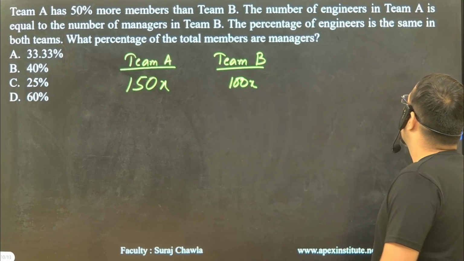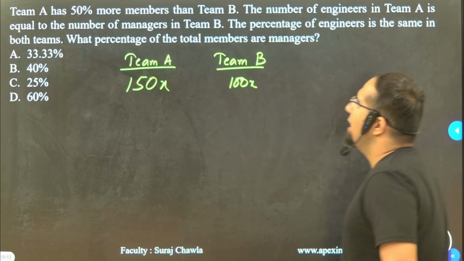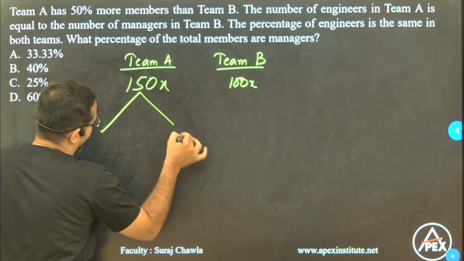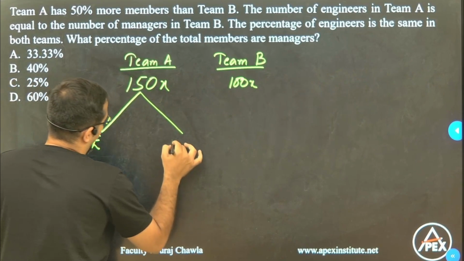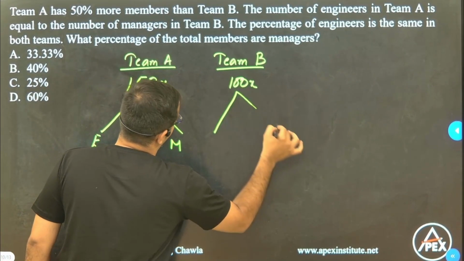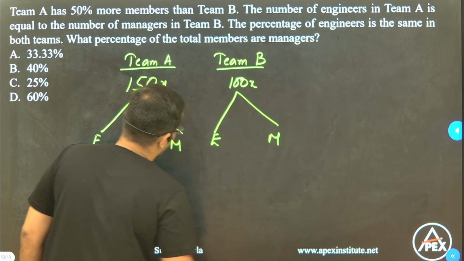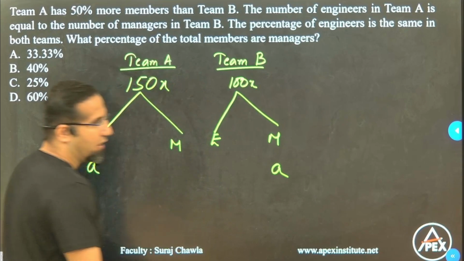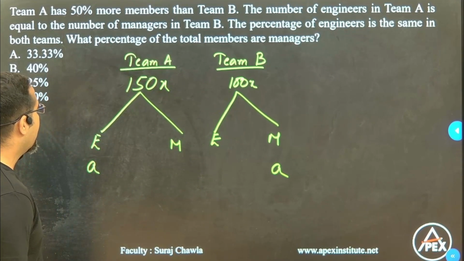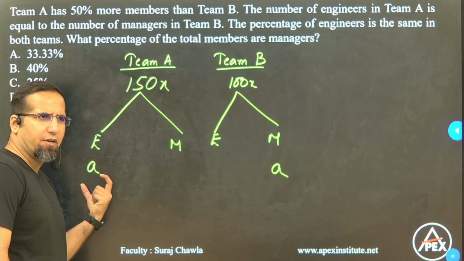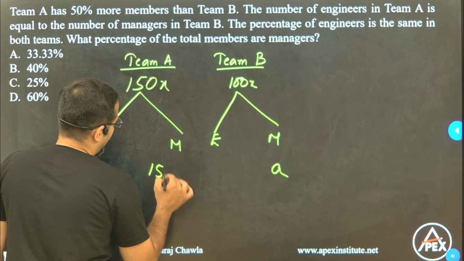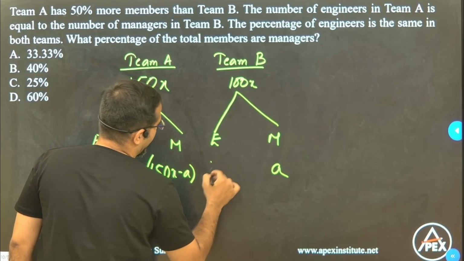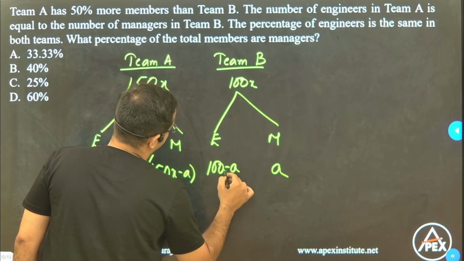Okay? Now the number of engineers in team A is equal to number of managers in team B. That means we are dividing them into 2 parts, which is engineers and managers. Here also there are some engineers and some managers. So number of engineers in team A is equal to number of managers in team B. So if out of 150x, A are engineers, how many are managers? 150x minus A. If out of 100x, A are managers, how many are engineers? 100x minus A.